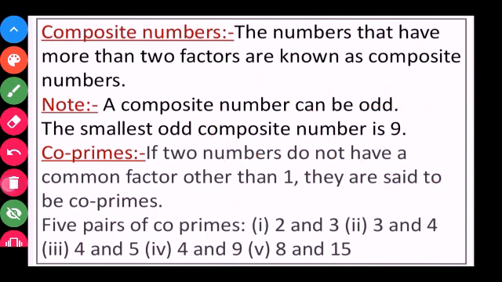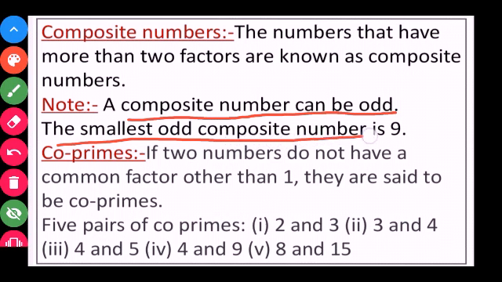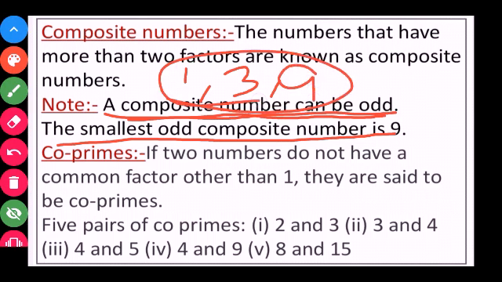One very important note: a composite number can be odd. Composite numbers can be odd, and the smallest odd composite number is 9. So keep in mind, a composite number can be odd. Why is 9 composite? Because the factors of 9 are 1, 3, 9. It has more than two factors, so that's why 9 is a composite number. Similarly, 15 is an odd number which is a composite number.